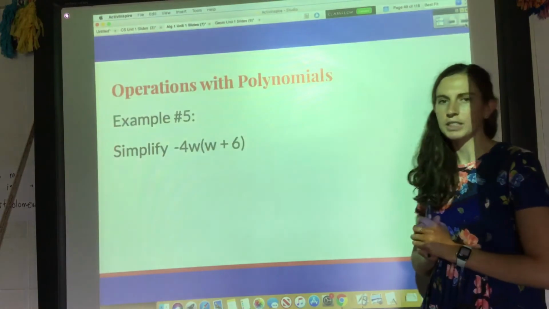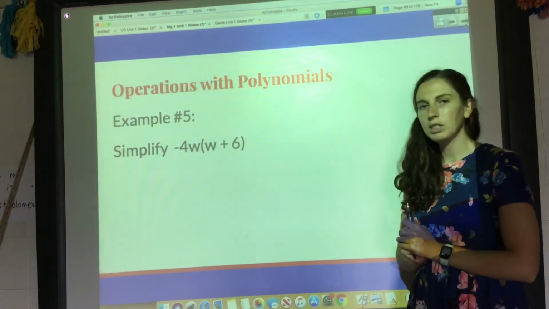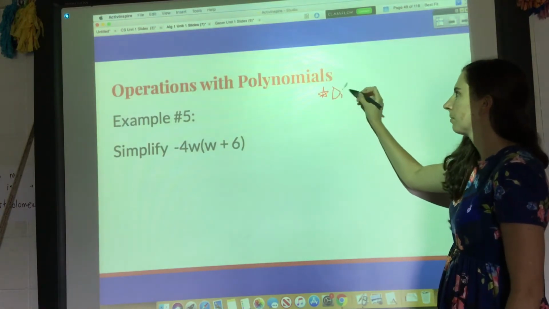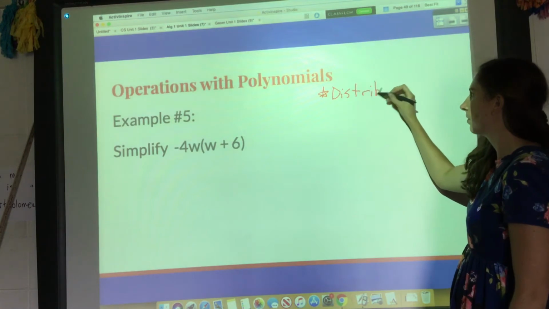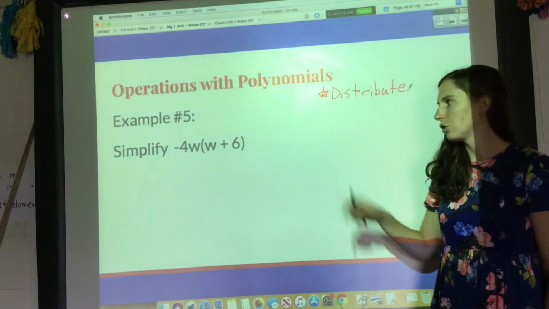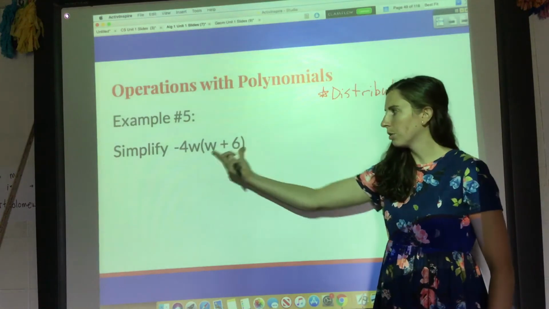So now we're going to look at a few examples of multiplying and dividing polynomials. When you multiply polynomials, the key here is to distribute. Anything that's ever in front of parentheses is going to need to be distributed. And the reason is, like with order of operations, we always do parentheses first.